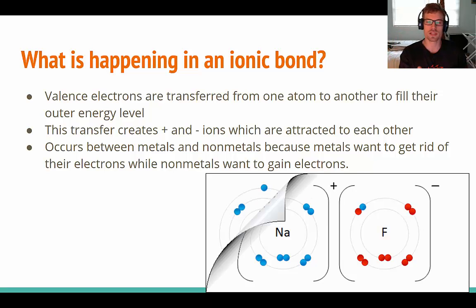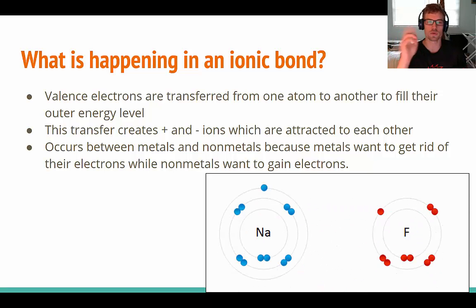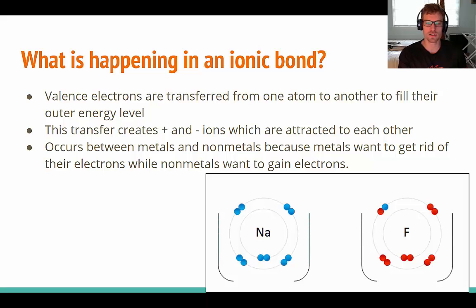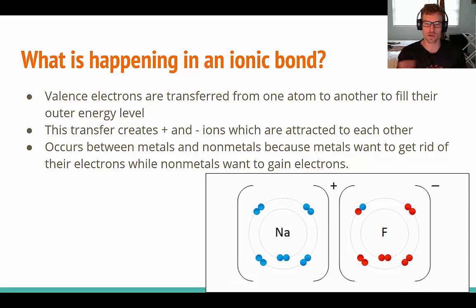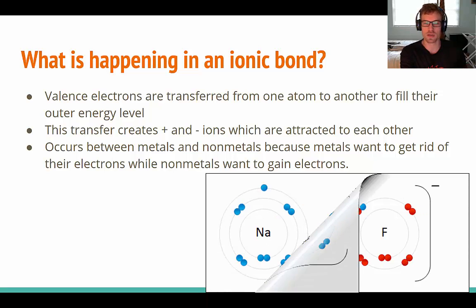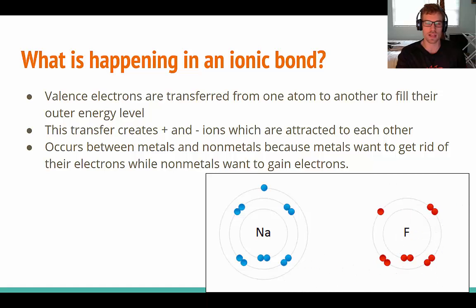This occurs between metals and nonmetals because the metals want to get rid of their electrons. They have positive oxidation numbers. They want to get rid of their valence electrons. Nonmetals, we just said, want to gain electrons. So you pair elements that want to get rid of them and elements that want to gain, and so that's how they're able to function well.